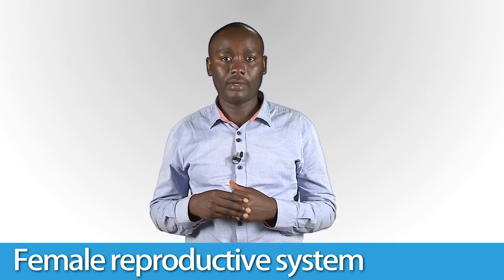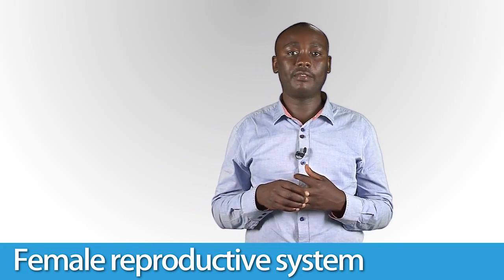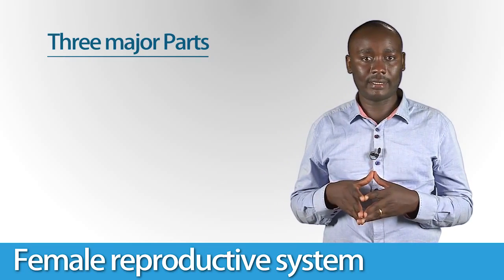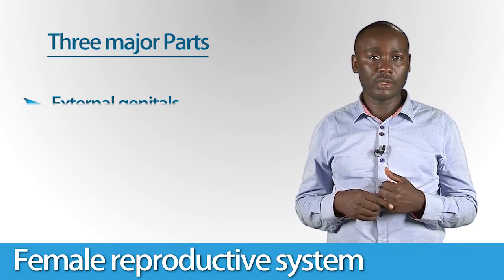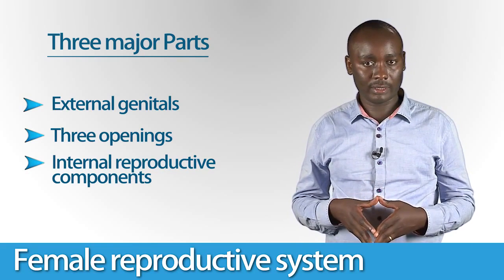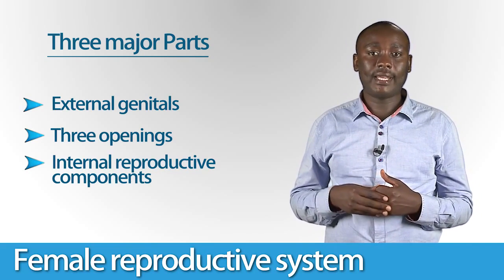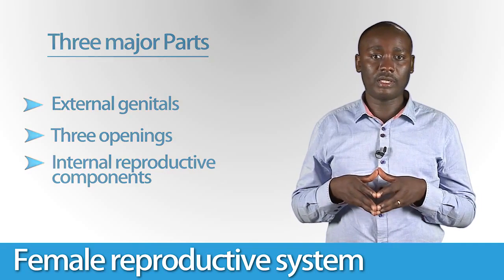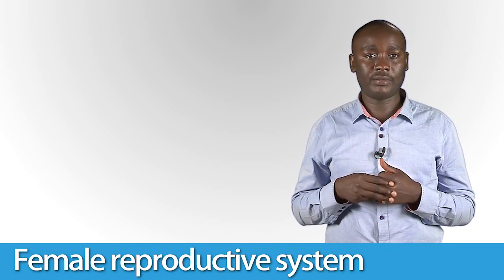As I said before, the female reproductive system can be divided into three major parts: the external genitals, the three openings, and the internal reproductive components. Now, let us see each part of the external genitals and the role of each.